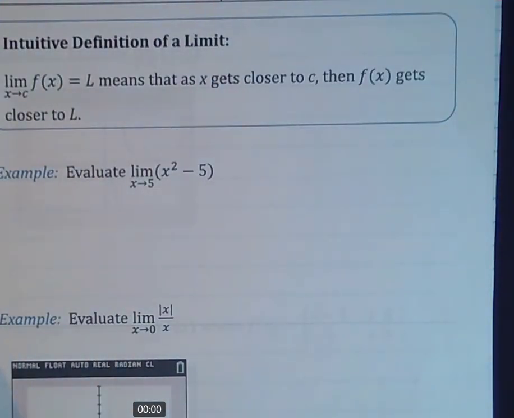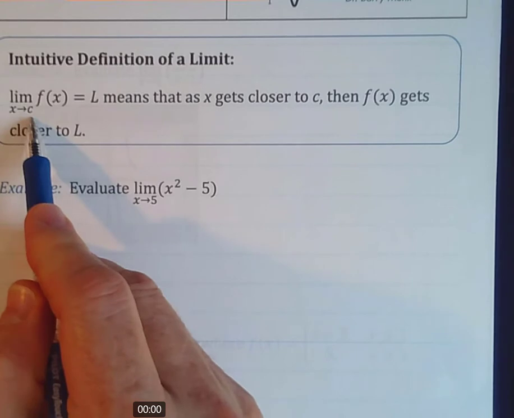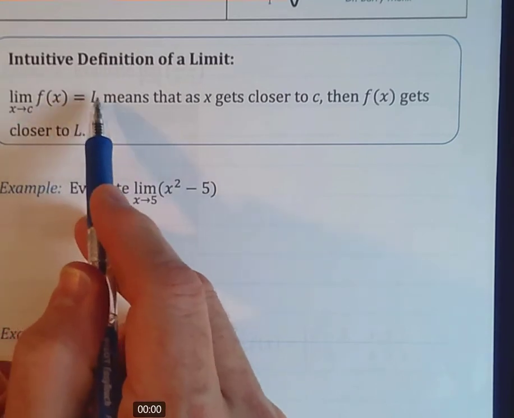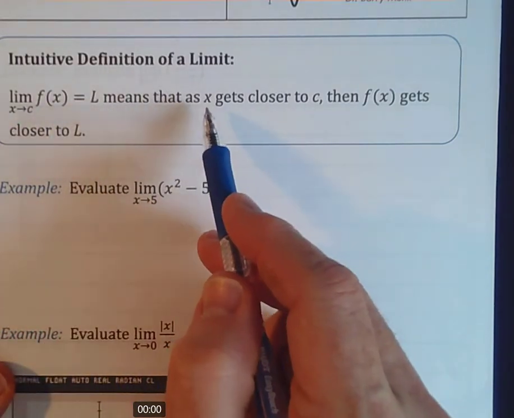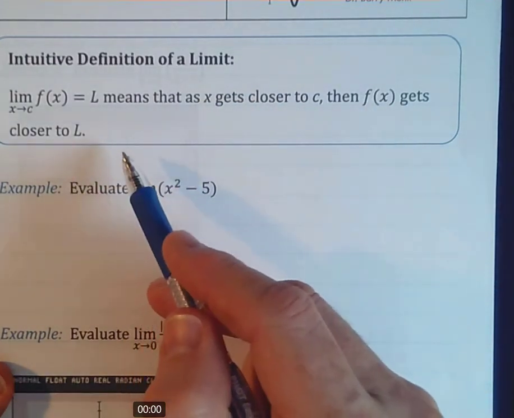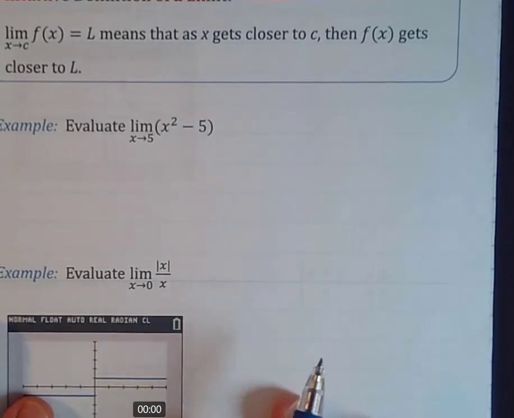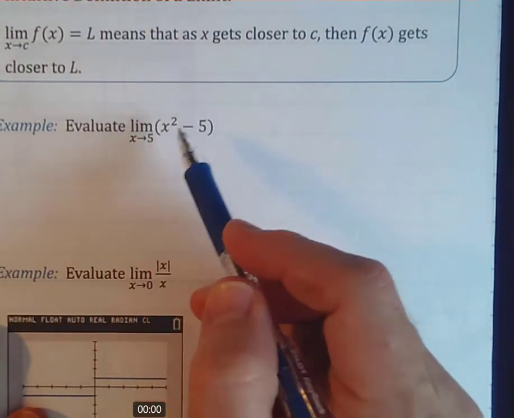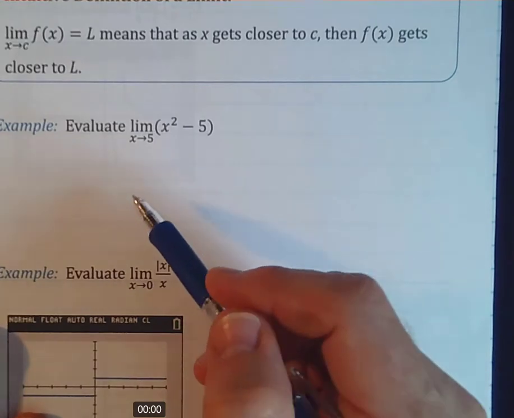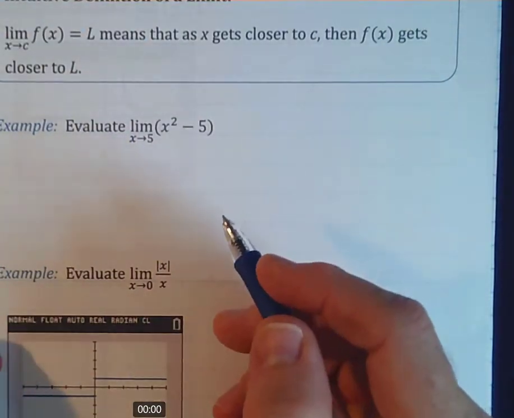So, our notation here for this is that when we write limit as x approaches c of f of x, if that equals L, this means that as x gets closer and closer to c, then f of x gets closer and closer to L. Now, the easiest way of doing this is to see if you can just plug this value in. In many cases, we can just plug that in. If it doesn't cause any problems, then it's just a matter of evaluating that.